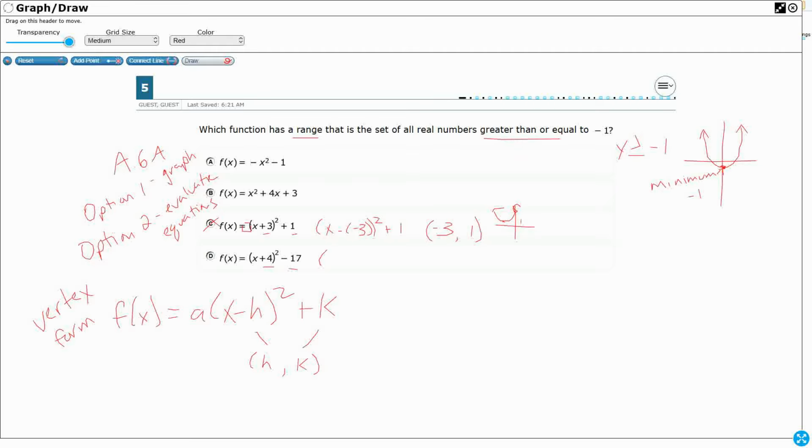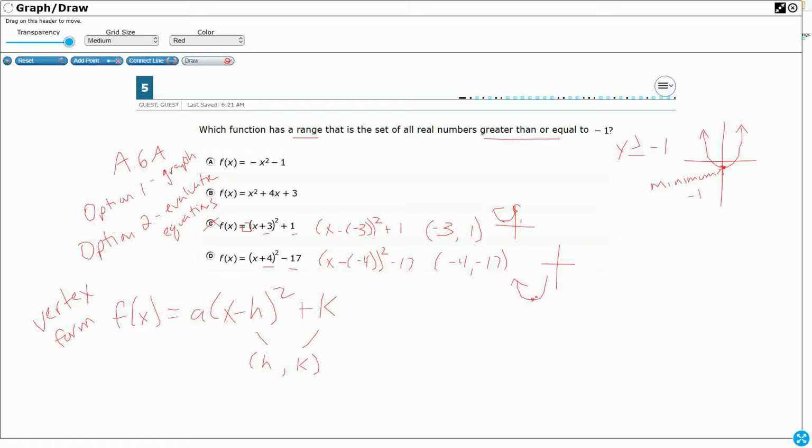And let's rewrite this so we see that negative. x minus negative 4 squared minus 17. Okay, so that's where we get that plus 4. So that means my vertex is going to be (-4, -17). Wow, that's going to be way down here, something like this.